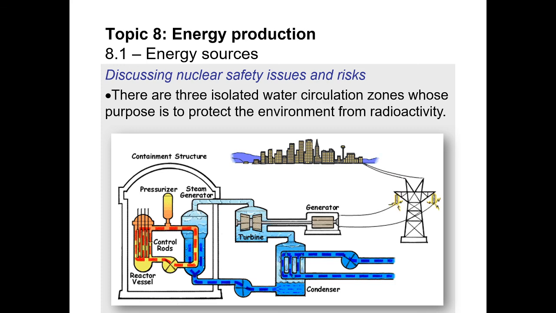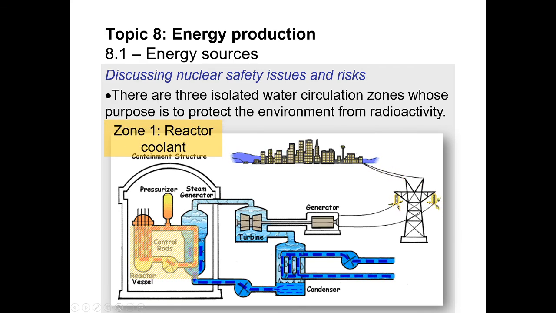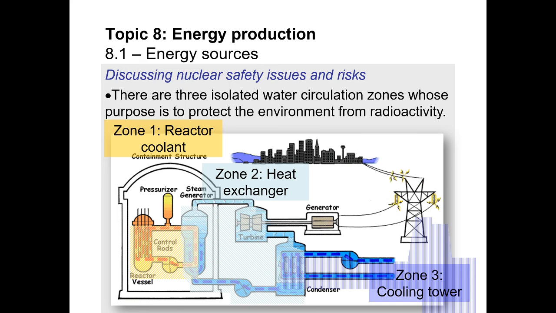Okay. So in order to protect the reactor itself from radiation leakage, there are three main zones that get protected. The first zone is called the reactor coolant. So that's over here. This is getting controlled. This is getting an extra barrier around it. Zone 2, the heat exchanger. This is also an isolated and protected zone. In zone 3, the cooling tower. This is also protected from radioactivity.